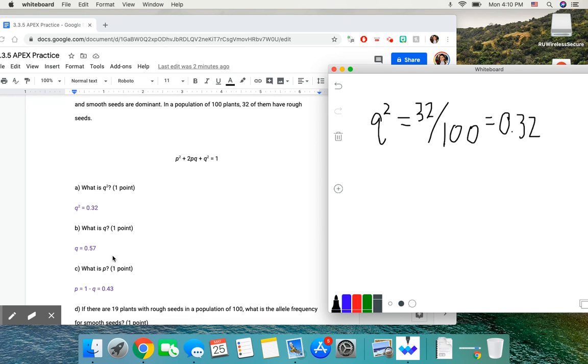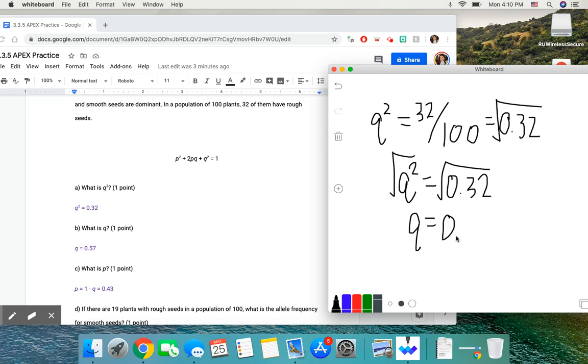Now, if we want to get Q by itself, we have to take the square root of this, because if we have Q squared equals 0.32, to solve for Q by itself, we have to take the square root. So this is something you may have learned in algebra. So now we have Q by itself, not squared, equals. And now I know you're going to think, why is it larger? That's what happens with decimals, okay? So this is going to be correct. So you're going to get 0.57, okay?